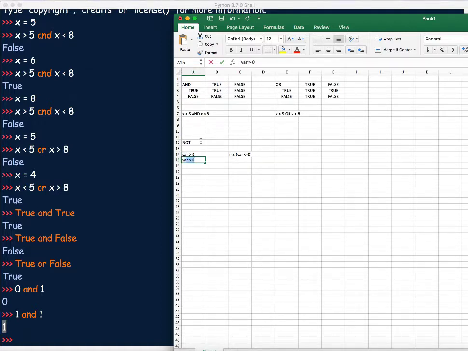It's like saying var equal to 0. We could say not var equal to 0. That's the same as saying var not equal 0. Those essentially are the same thing. So not basically means the opposite. All right? So let's go over here and test this.